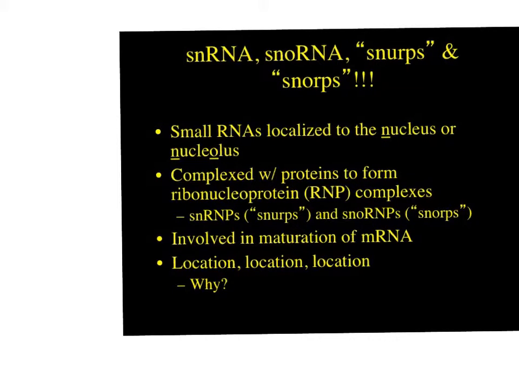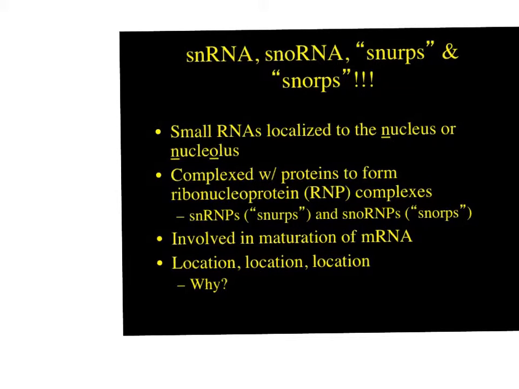But there are small RNAs that are transcribed there, and they can also form ribonuclear protein complexes. Those are the RNP portions. If it's small nuclear, it's called a SNRP. If it's small nucleolar, it's a SNORP. These are very tiny RNAs, but so far they know that they're involved in the maturation process of mRNA.